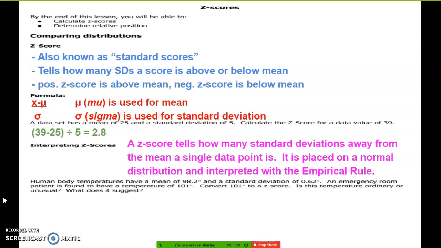Human body temperatures have a mean of 98.2 degrees and a standard deviation of 0.62 degrees. An emergency room patient is found to have a temperature of 101 degrees. Convert his temperature to a z-score. Is this temperature ordinary or unusual? What does it suggest? We're going to use the empirical rule to take the z-score we calculate and interpret it.